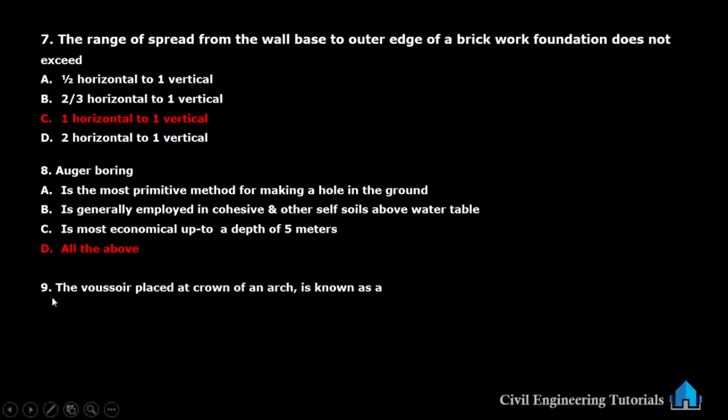Now question 9, the voussoir placed at crown of an arch is known as option A, key, option B, soffit, option C, springer, option D, haunch. So the answer is key.